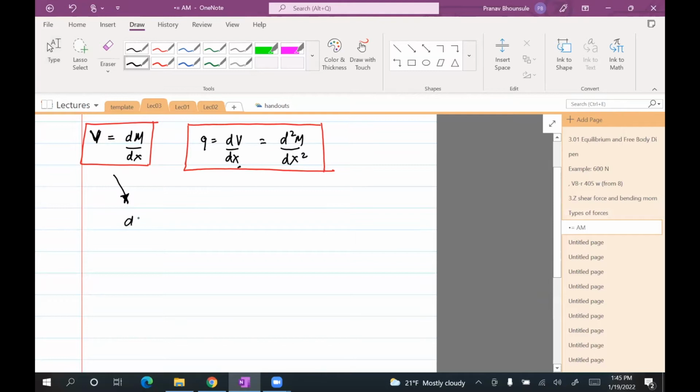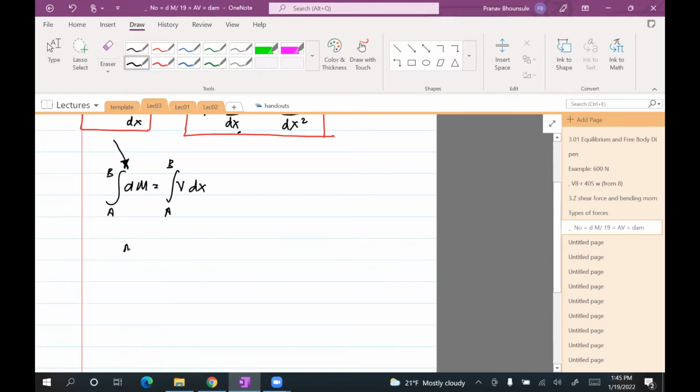Okay, so the integrated version of this is, all you do is you integrate that. So you move the dx around, so V dx, and you integrate this between two points. So let's say that the region of interest goes from A to B, like we have. It could also go to some intermediate points A and B. When I integrate this, I'll have M_B minus M_A equals the integral of V dx from A to B. Here, A and B denote typically the distance because you're integrating over the length on the right side, but on the left side, integrating with respect to the moment.